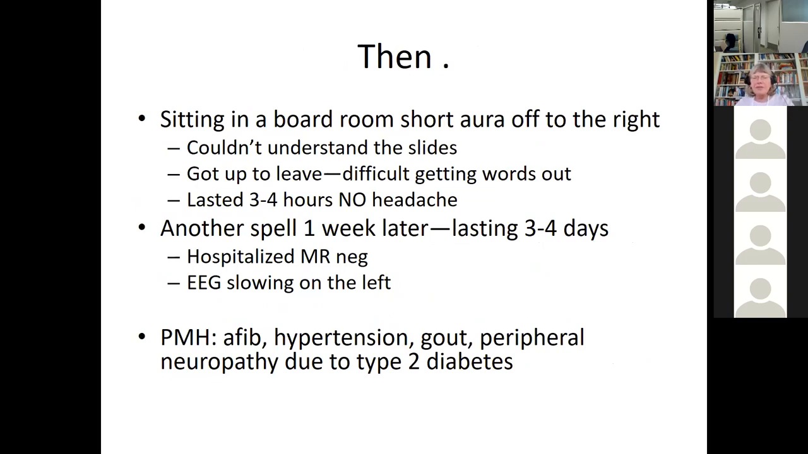But one day he was sitting in a boardroom. He had an aura off to the right. He couldn't understand the slides he was seeing. He got up to leave. He couldn't get his words out. And this aura lasted about 3 to 4 hours. He had no headache. About a week later, he had another one that went over 3 to 4 days. He was hospitalized. An MR was negative for a stroke. He did have some slowing on his EEG, and he does have some vascular risk factors.